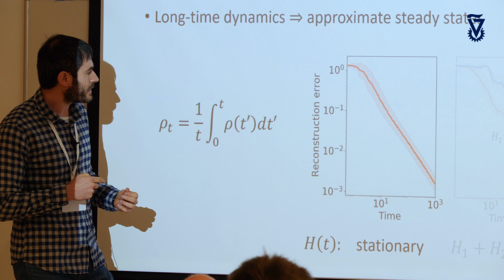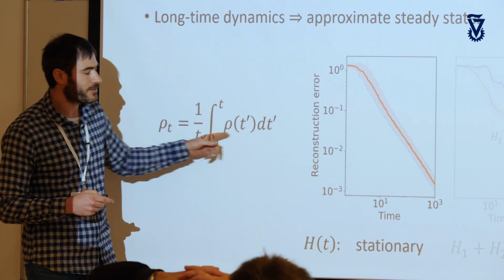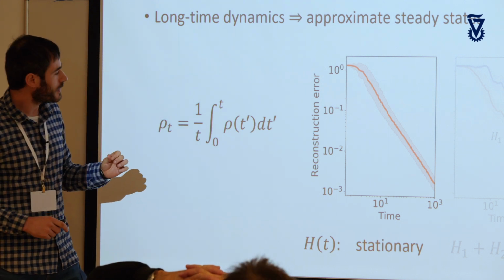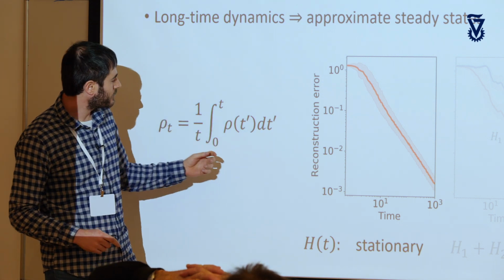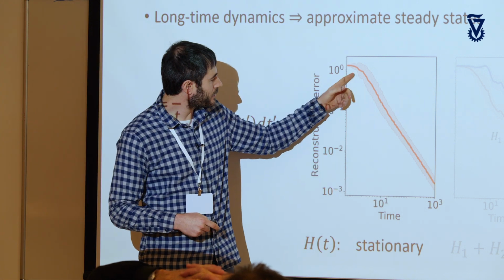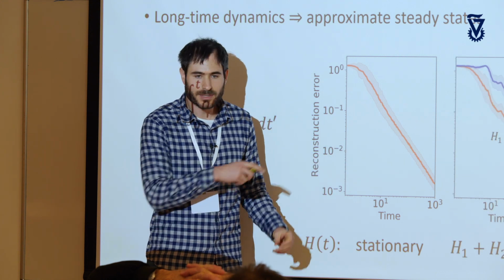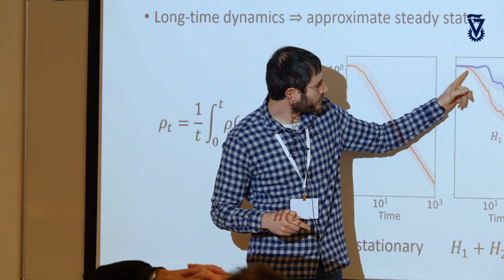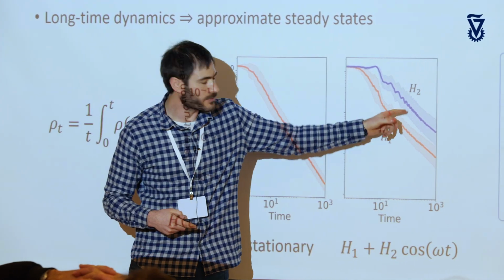We can also do some dynamics. As I mentioned before, if we take time average dynamics over long times, then the state approaches a steady state. And here we see that if we attempt to recover the Hamiltonian from this time average state, then as time increases, we recover the Hamiltonian to a greater and greater accuracy. And we can even extend this to time oscillating dynamics and recover both the time independent component of the Hamiltonian and its time oscillating component.